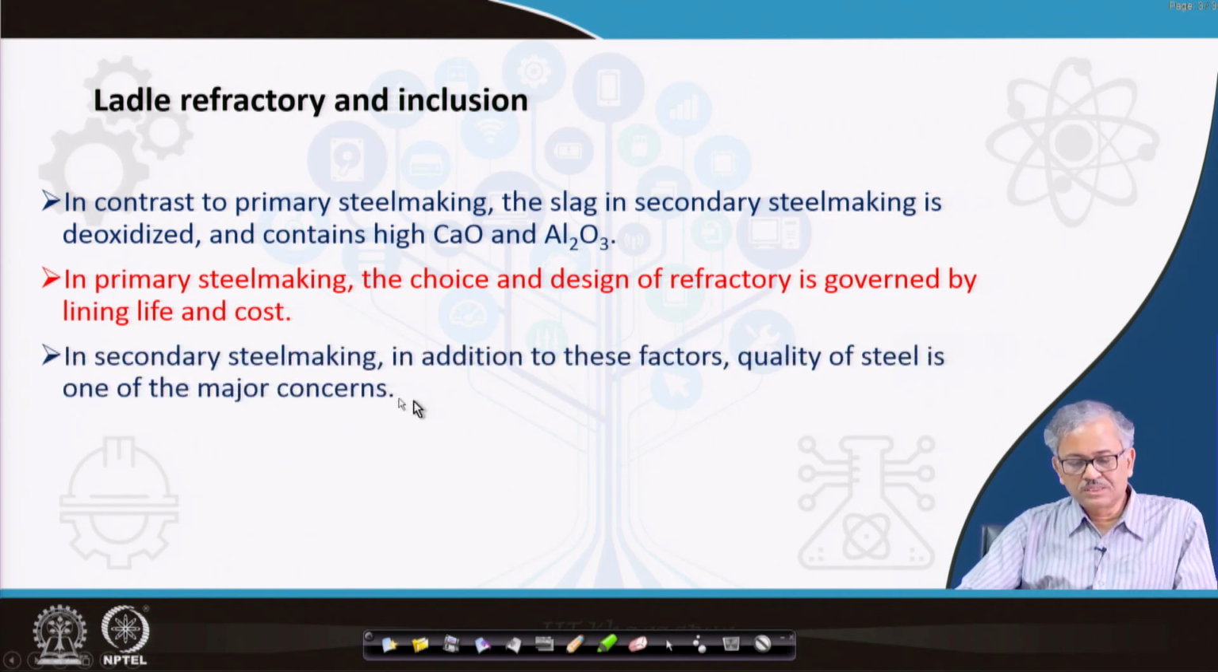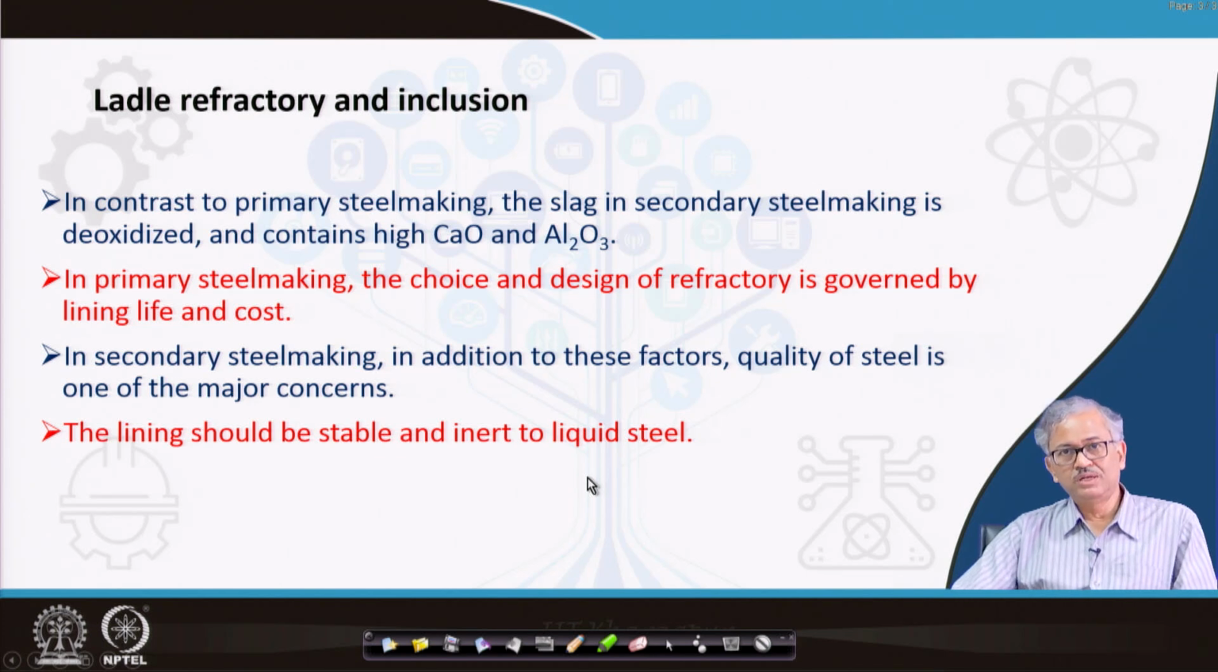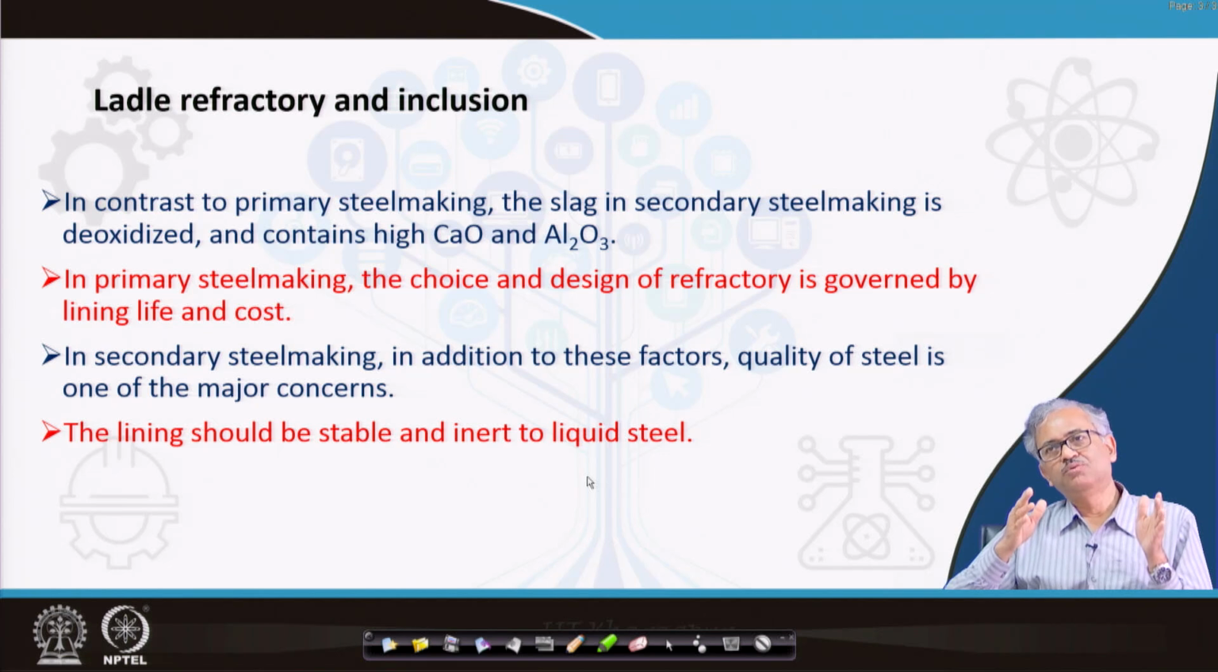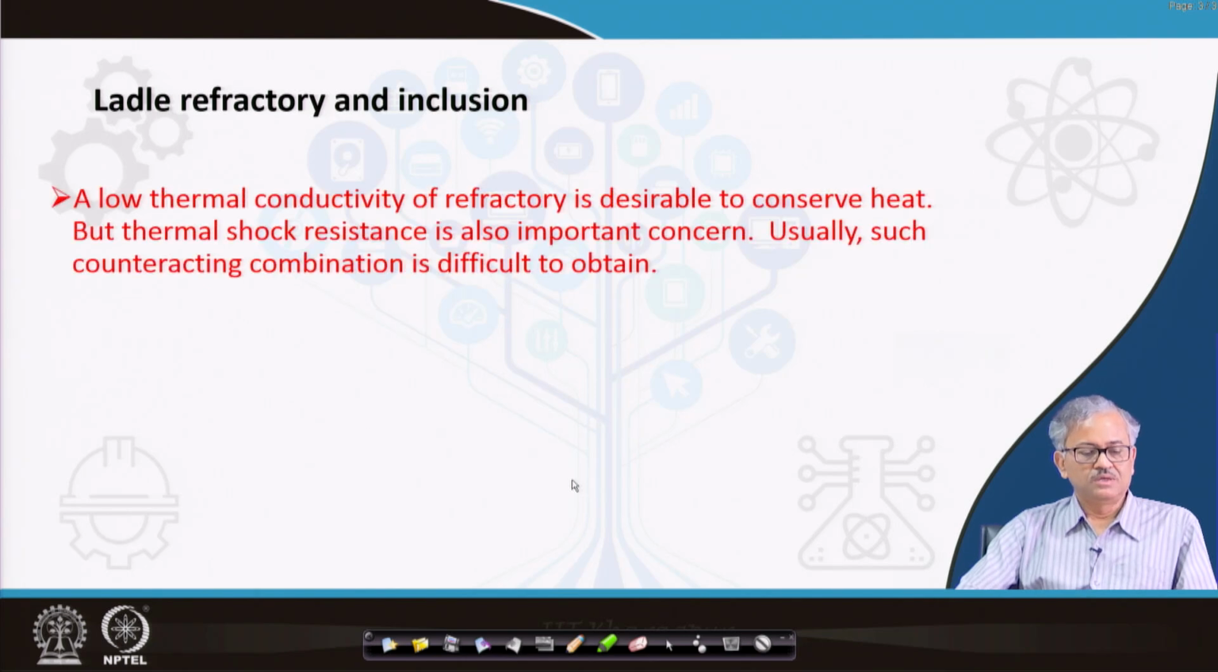That's why in secondary steel making, in addition to this factor, quality of steel is one of the major concerns. The lining should be stable and inert to the liquid steel, because secondary steel making is the final stage where you can control the inclusions. Beyond that, you cannot. So the lining should not contribute significantly to inclusion formation. The lining should be stable and inert to liquid steel.